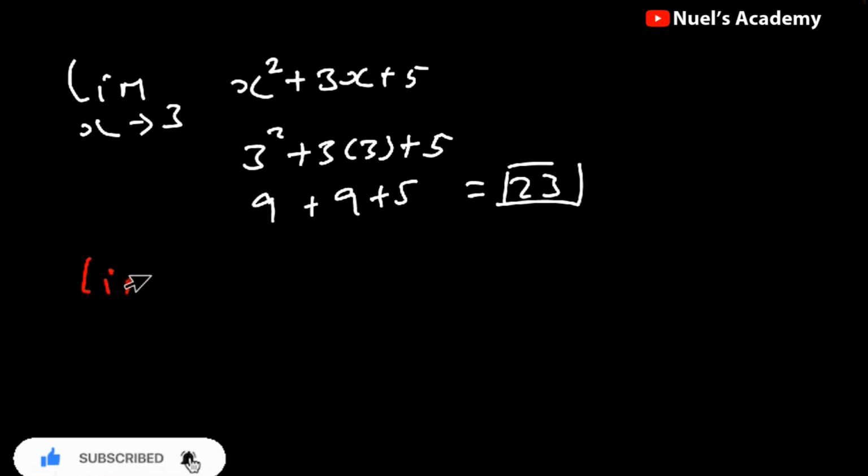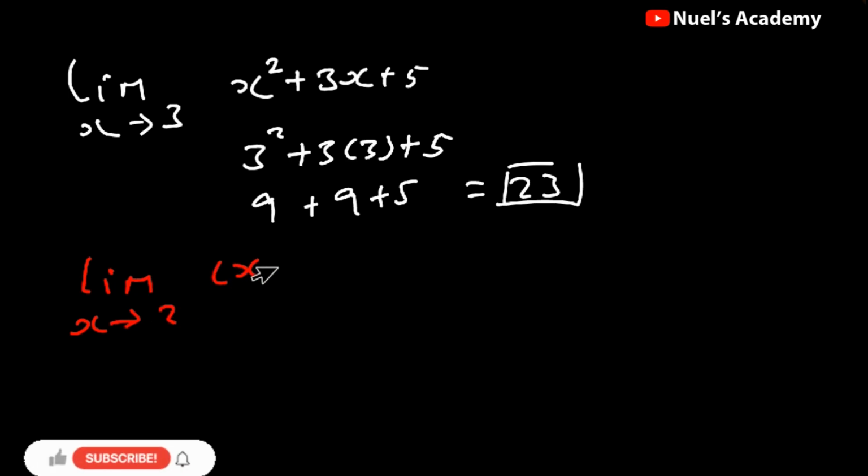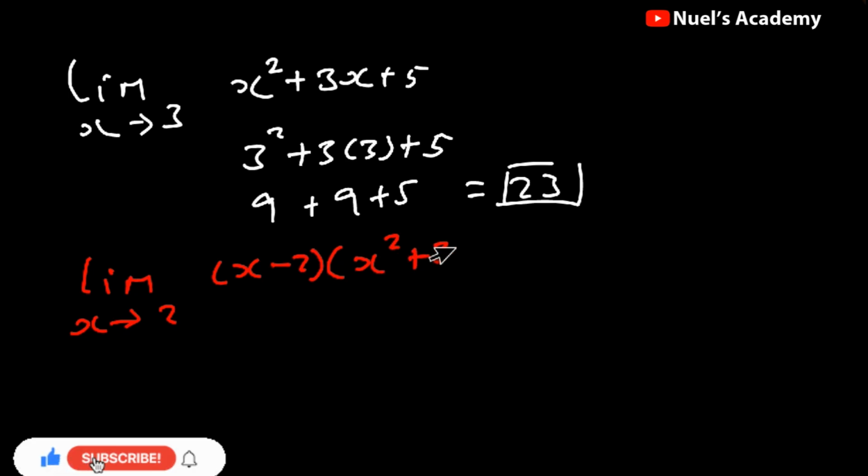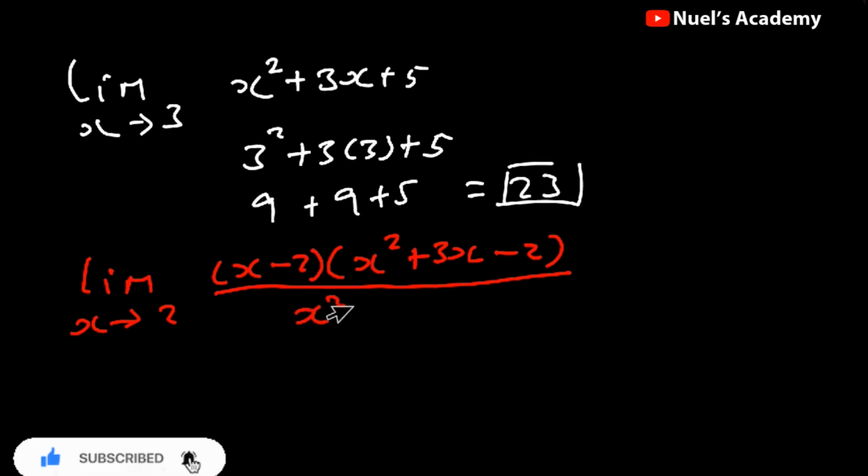Evaluate this limit as x approaches 2 of x minus 2 times x squared plus 3x minus 2, divided by x squared minus 4. So as you can see, if you plug 2 in here, 2 minus 2 is going to be 0. Then 0 multiplied by all of this is 0. Then 2 squared minus 4 is equal to 0. So what are we going to do next? Let's try and factorize. Now we can't factorize this term here, but we can factorize x squared minus 4.